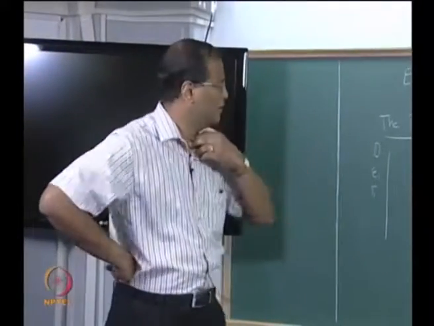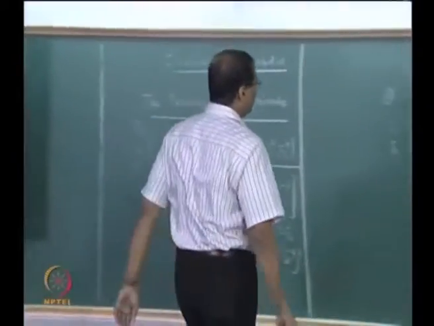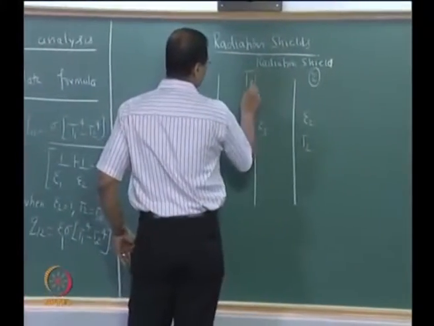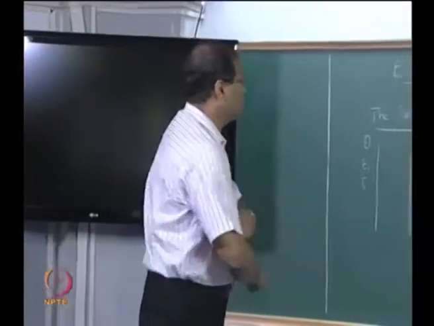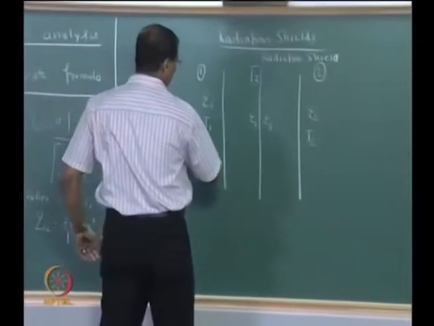Now let its temperature be T3. Now steady state prevails in the system, so the radiation heat transfer is taking place like this.